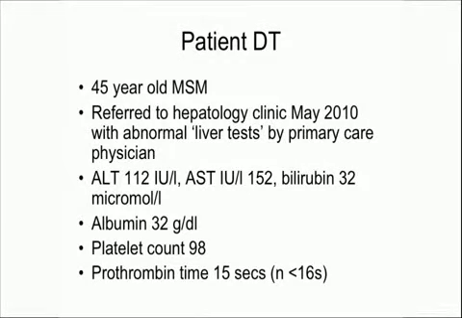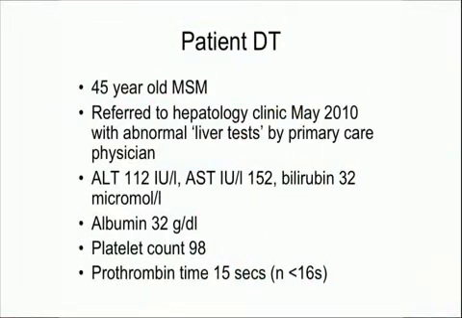So just to work out what the abnormal liver tests were, he had an ALT of 112. This is international units per liter. In our laboratory, the upper limit of normal is 40. His AST was 152. Upper limit of normal is 40. Bilirubin was 32 micromoles per liter. So the upper limit of normal in micromoles per liter in our laboratory is 17.